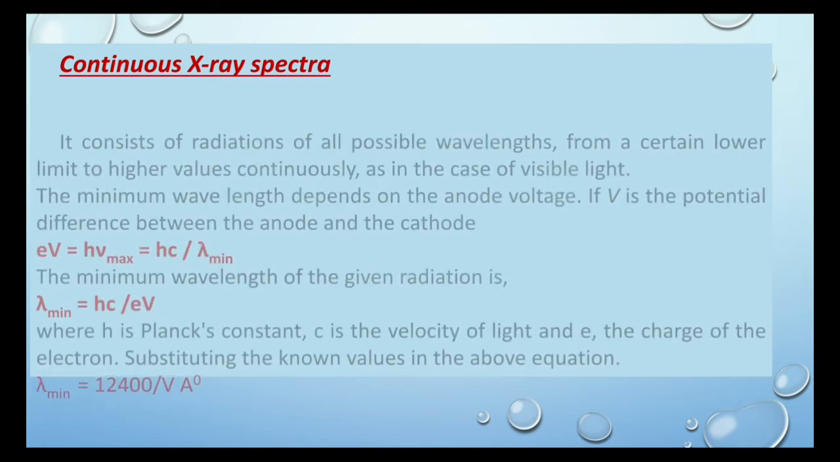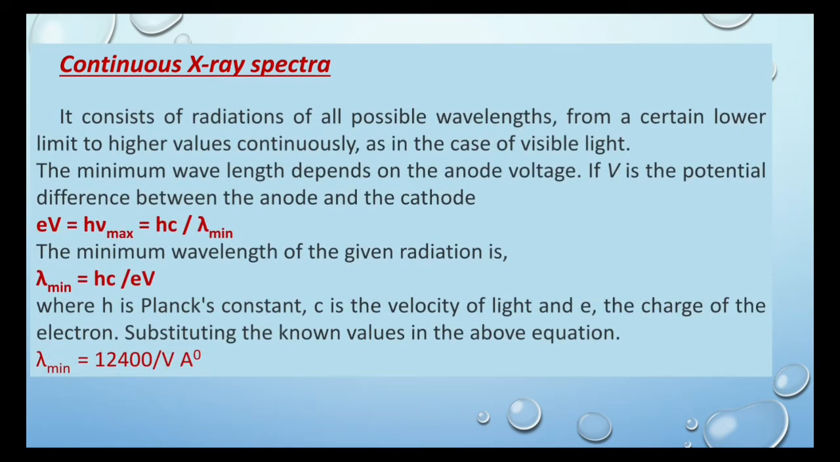And now coming to the X-ray spectrum. Now what is X-ray spectrum? The X-ray tube produces X-rays of different wavelengths, and the variation of intensity of the emitted X-rays with wavelength is known as the X-ray spectrum. There are two types of distinct X-ray spectra. One is continuous X-ray spectra and another one is characteristic X-ray spectra. Continuous X-ray spectra basically consists of radiations of all possible wavelengths within a definite wavelength range starting from a certain minimum wavelength.